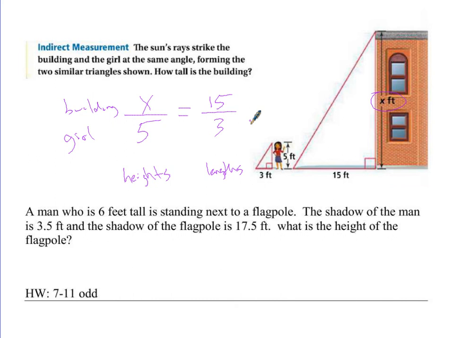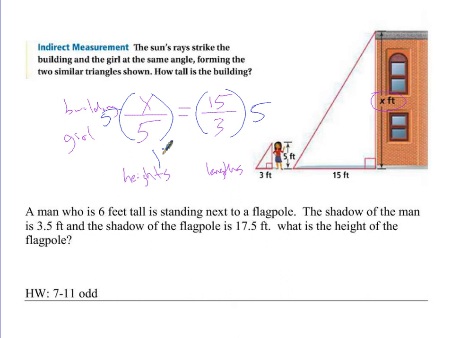How can we solve this? You could multiply by 5 to both sides, and that'll get x by itself. You could cross multiply and get 3x equals whatever 15 times 5 is. 75. The easier thing to do here is going to be to multiply both sides by 5, because that gets x by itself in one move.